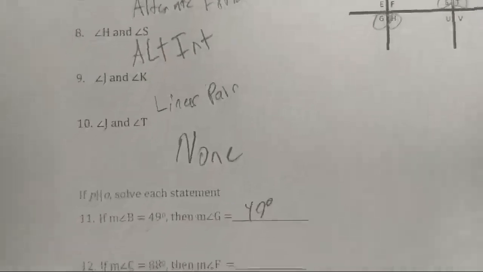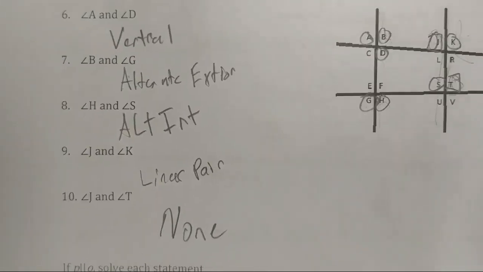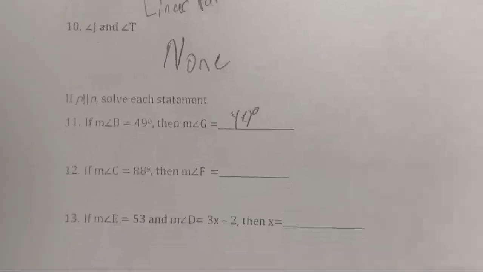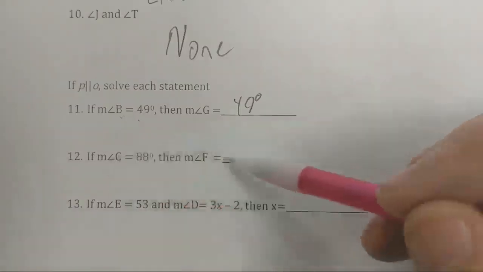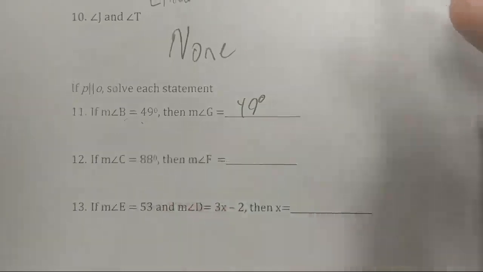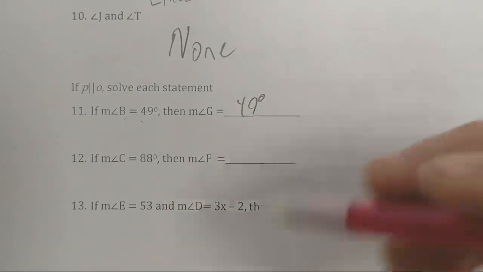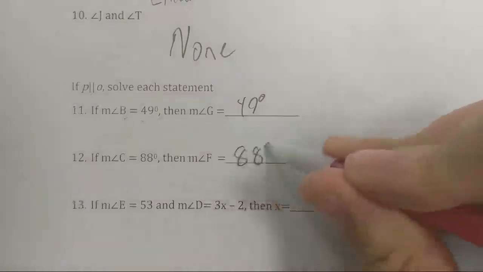Let's go up here. Again, this is the image I gave you out of these blank tests, so I'm going to just refer to it off camera now. I'll just mention what they are. C and F, so C is here and F is here. They're alternate interior. They happen to also equal each other, so that's 88 degrees also.